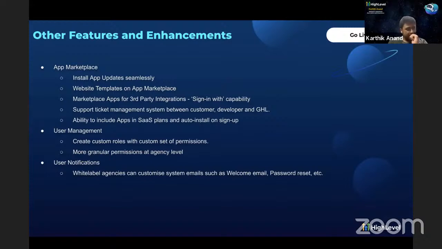Finally, user notifications. White label agencies, which is the 297 and 497 plan, can customize system emails such as the welcome email, password reset, etc. And that is also something we're targeting for Q3.